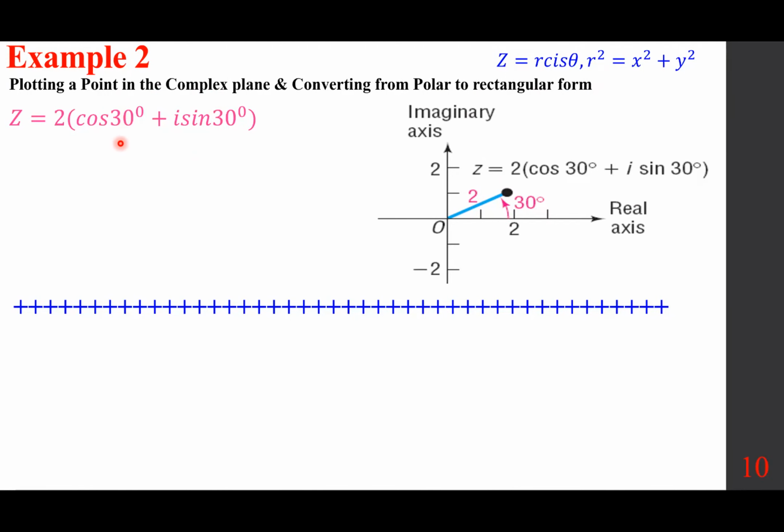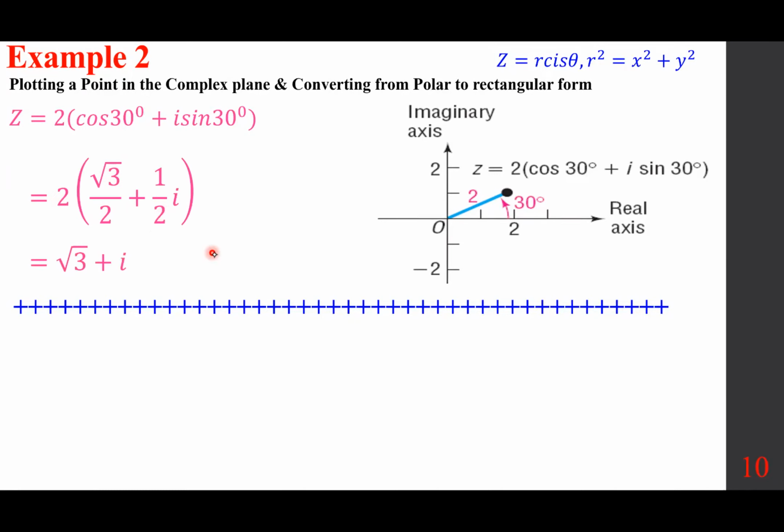Now, if you want to go to a rectangular format, just replace the cosine of 30 degrees with square root of 3 over 2. It's a common arc. Sine is 1/2, so I times 1/2 or 1/2 I. Now, if you distribute the number 2, this becomes square root of 3, and this becomes simply I. So square root of 3 plus I would be the rectangular form.